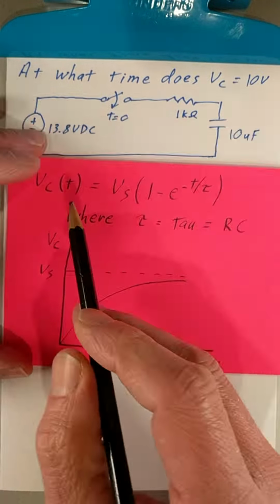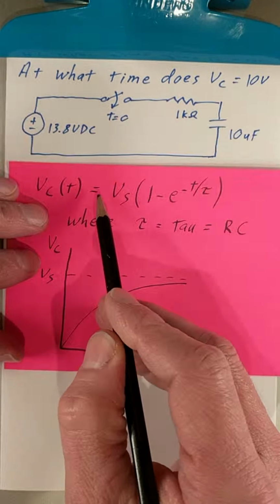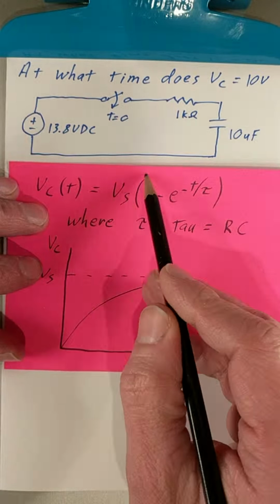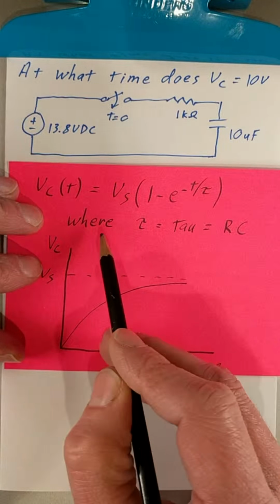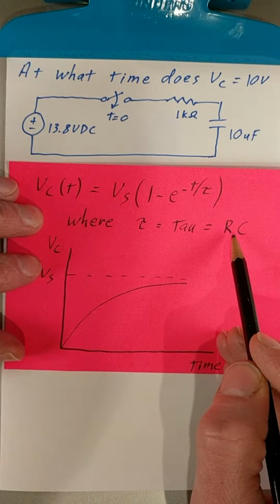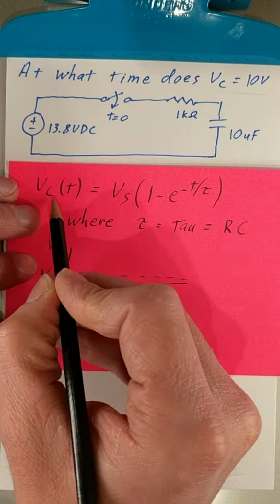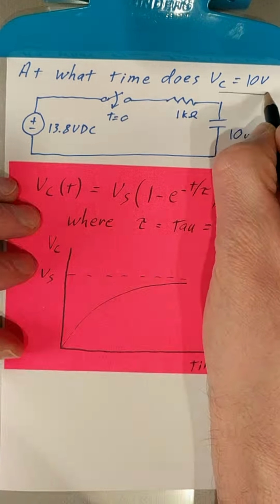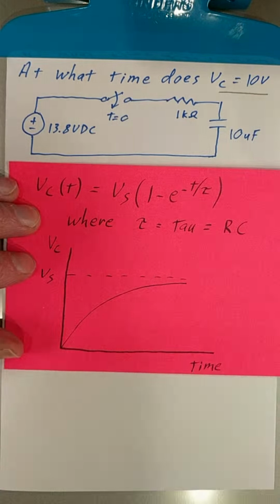That curve is described by this equation, where we see that the voltage on the capacitor as a function of time is equal to the source voltage multiplied by 1 minus e to the negative t over tau, where tau is equal to the product of R and C. In this particular problem, we are given that the voltage on the capacitor is 10 volts, and we're asked to find time.